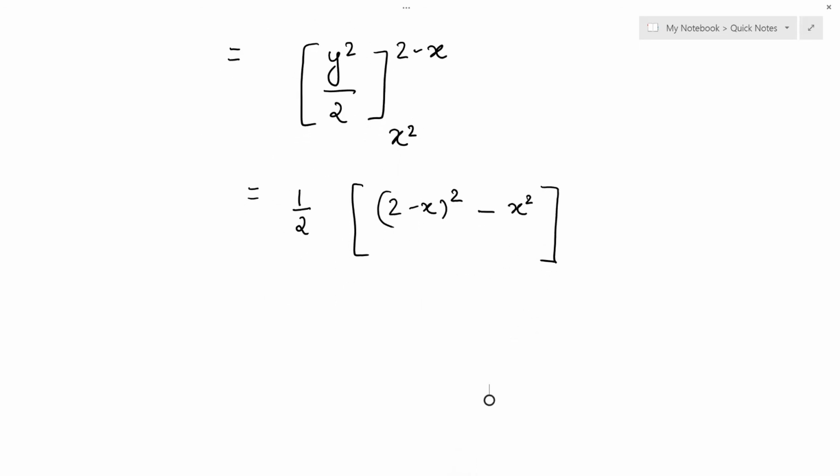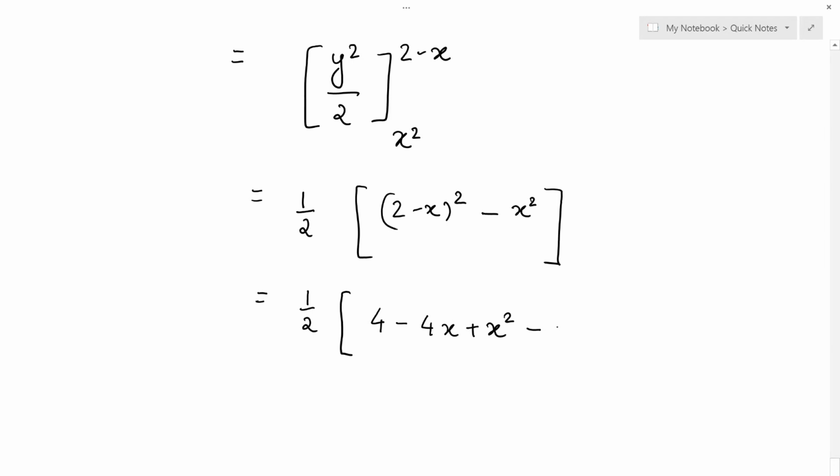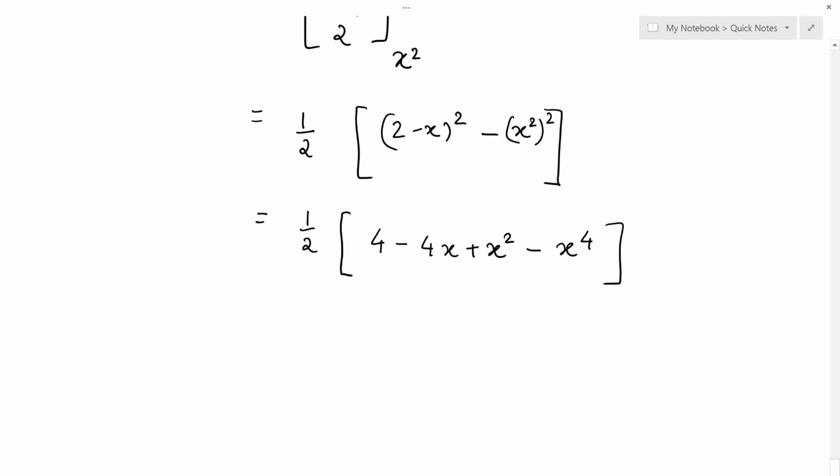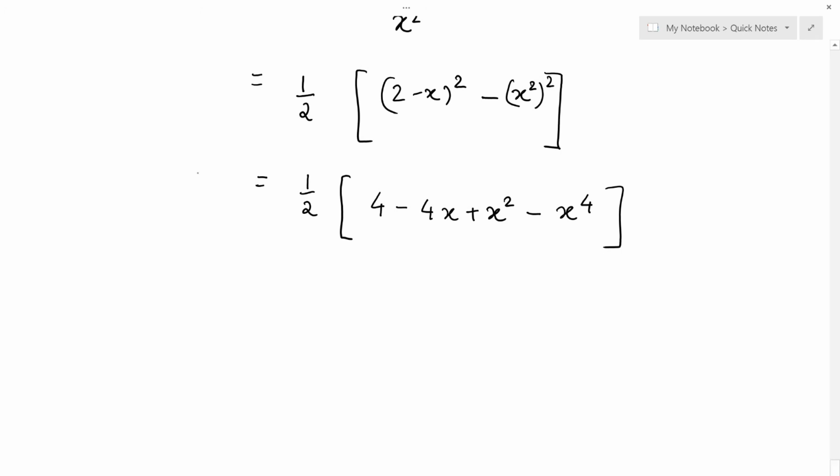Okay, so you can keep this as it is or you can open the brackets, whatever you feel. So let me simplify this. So let me open the brackets, use (a minus b) the whole square, it is a square minus 2ab plus b square. Then later on, x raised to square square, that is here it will be x raised to 4. Okay, so this is what you will get. This is the answer for I1.